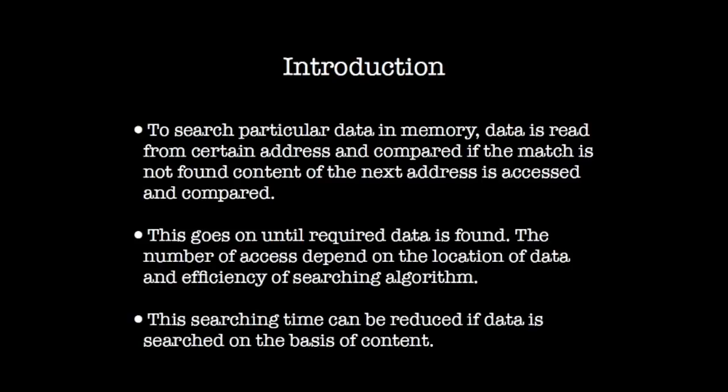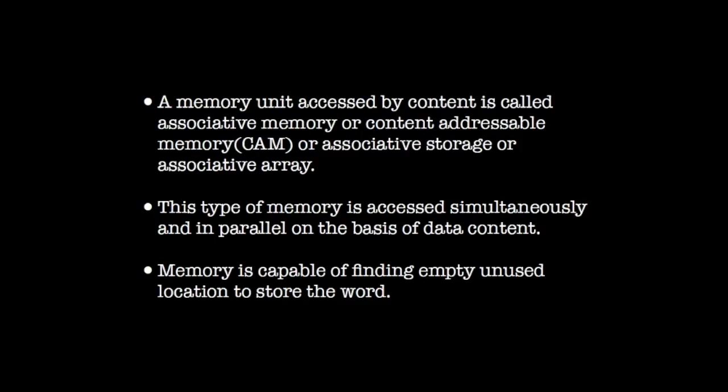Hi, this is Ritvik Raj Singh, and this is the detailed explanation of associative memory. So this is the introduction. To search particular data in memory, data is read from a certain address and compared. If the match is not found, content of the next address is accessed and compared. This goes on until the required data is found. The number of accesses depends on the location of data and efficiency of the searching algorithm. This searching time can be reduced if data is searched on the basis of content.